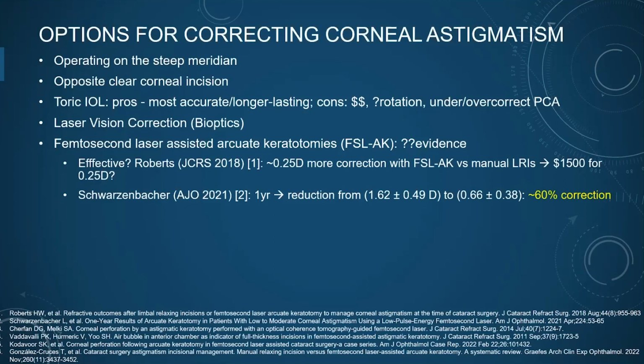So the question is, we're charging patients $1,500 for a quarter diopter. What's the clinical significance of that? In a recent AJO paper last year, they saw in 1 year a reduction from about 1.6 to 0.66 diopters. So really about a 60% correction was achieved with femto. We're only correcting about 60% of the astigmatism that we want to.